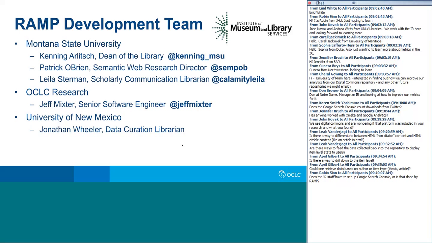Yeah. Okay, great. Here's another question that goes to kind of future development. Are there ways to feed the data collected back into the repository to display item stats to users? Yeah, that's a really, really interesting question, and the answer is yes. So RAMP was built from an API-first approach. So all the data that's visualized or viewable in RAMP is driven by API calls that access the data that's stored in our Elasticsearch index.